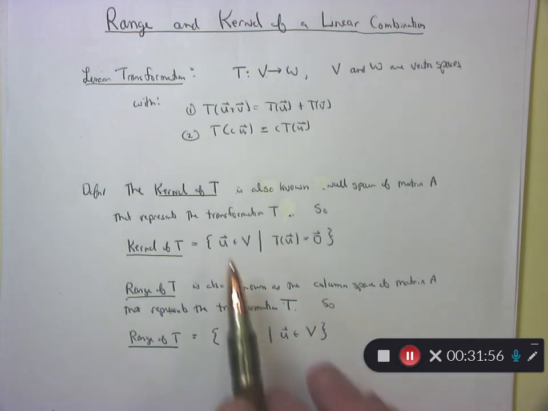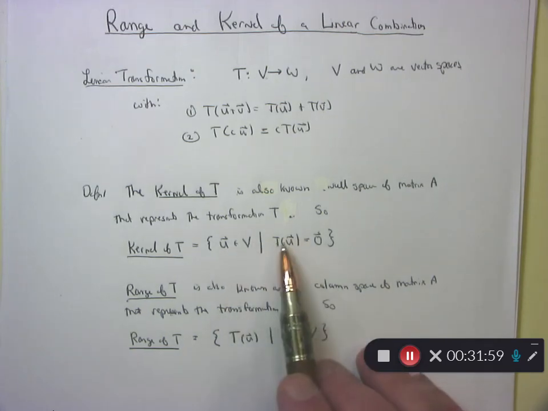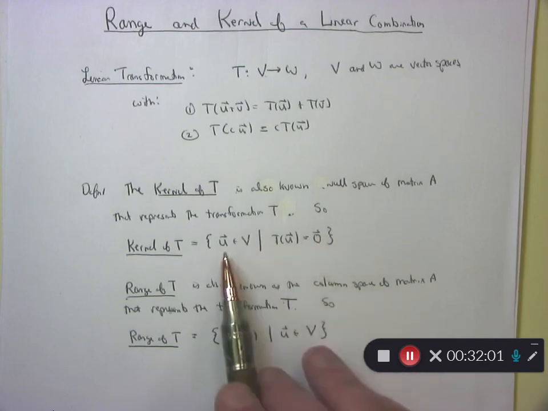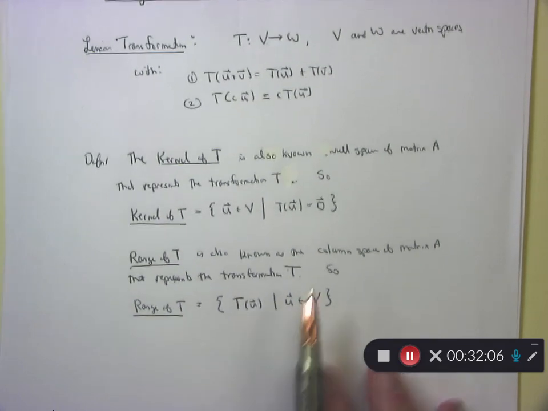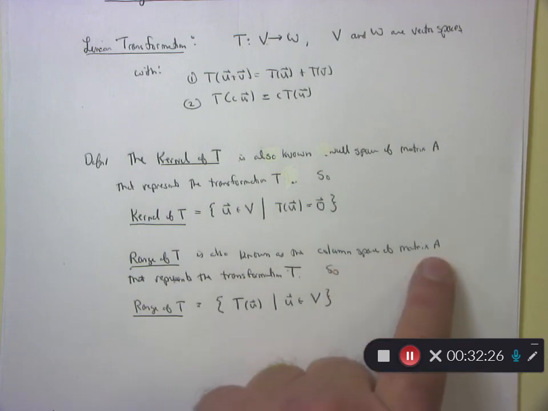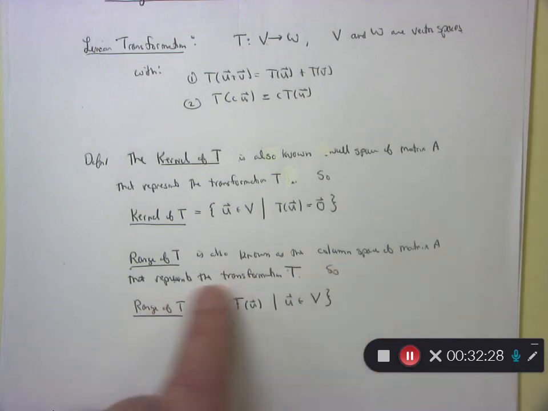If I have a vector in V, and when I take T times U I get 0, that vector is in the quote-unquote kernel of T. Again, other terminology: the range of T. The range of T is also known as the column space of matrix A that represents T. So we're getting similar names, but now we're looking at a linear transformation as a mapping versus as a matrix.